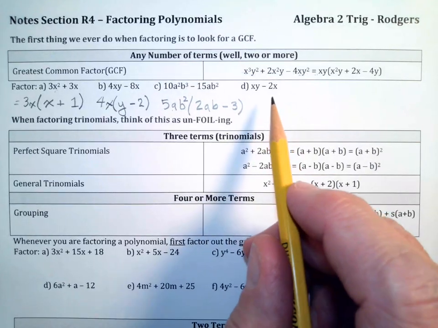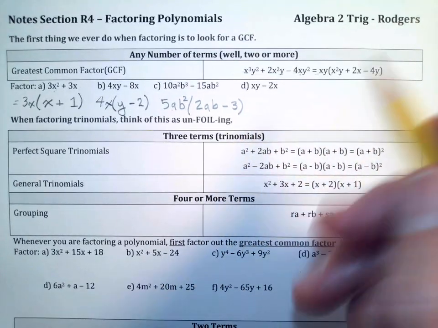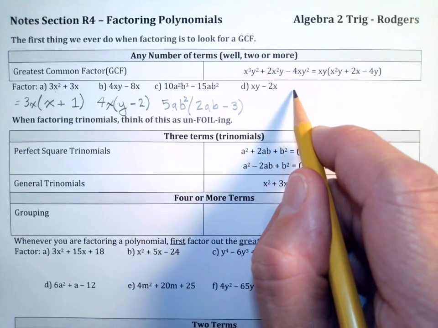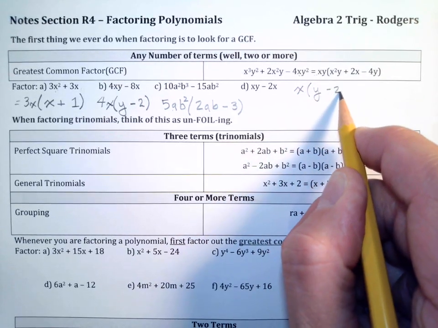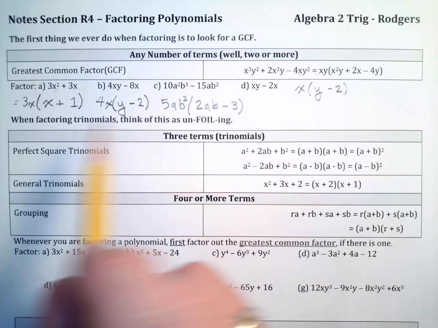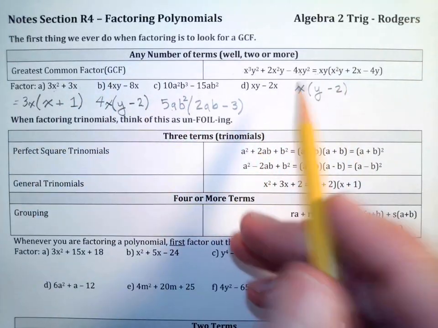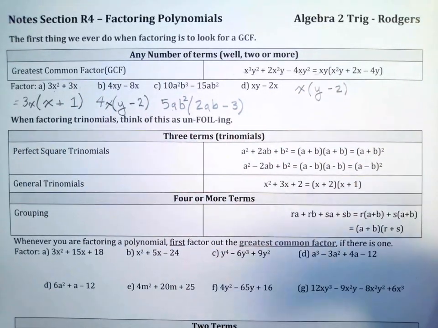All right, and then this last one. Yeah, now this last one, you're going to take an x out, right? So x, and then you get y minus 2. Now sometimes, probably none of these 4 examples would you need to do this, or would there even be a reason to do it.